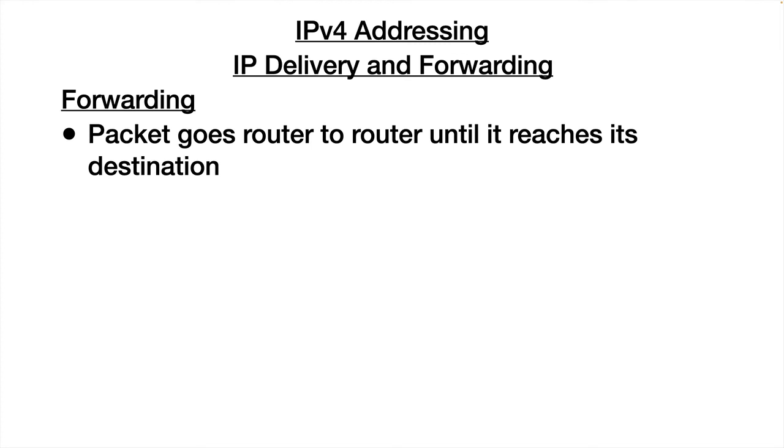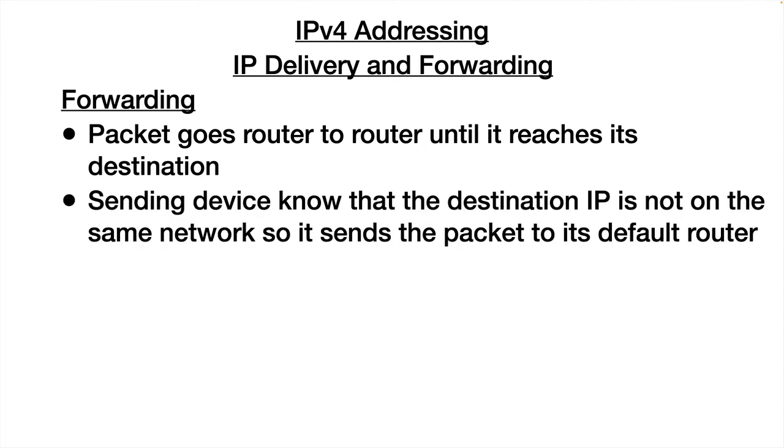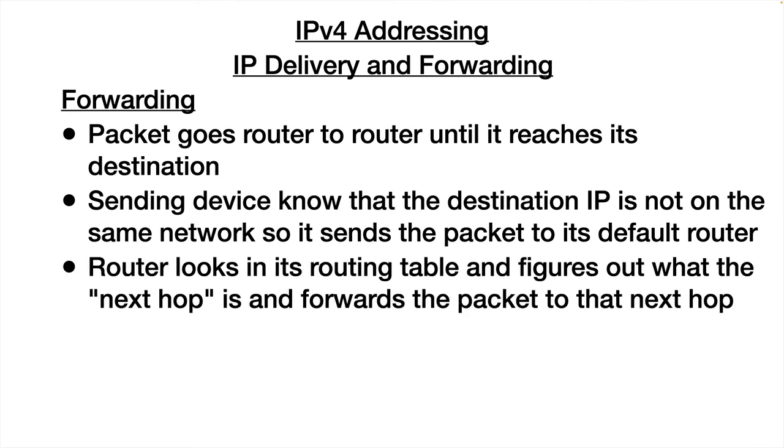Basically, forwarding is the packet goes from router to router to router until it finally makes it to the destination device. In this case, the sending device knows that the destination IP is not on the same network, so it looks up the default router and sends the packet to the default router's MAC address. That router looks up in its routing table, figures out what the next hop will be, that is the next device or next router that it needs to send the IP packet to, and it forwards that packet to that next hop.